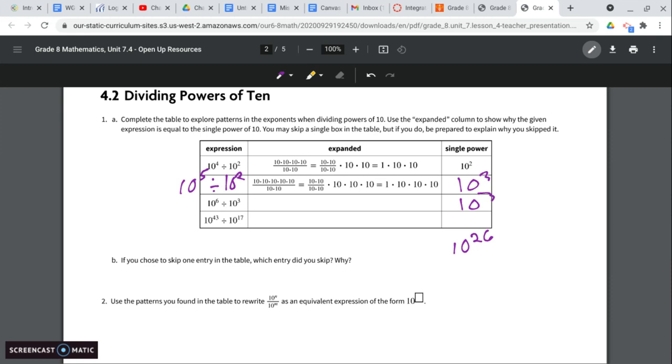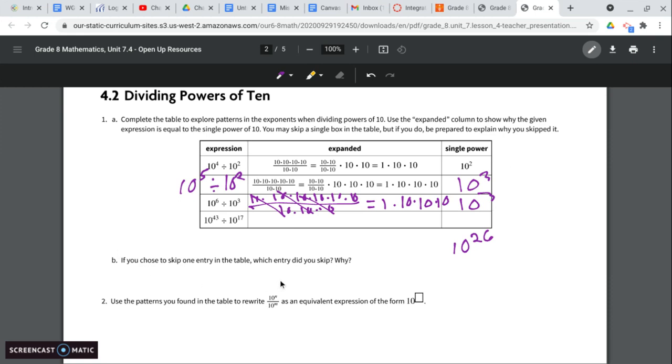So showing that expanded form for the 10 to the 6th over 10 to the 3rd, we'd have 10 times 10 times 10, see, that's 4, 5, 6, all over 10, 10, 10. I'm going to do mine a little differently. Those cancel, those cancel, those cancel. So this equals 1 times 10 times 10 times 10. So 10 to the 3rd, as we found.